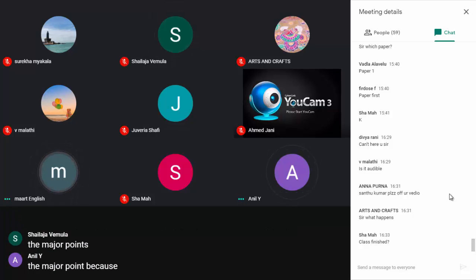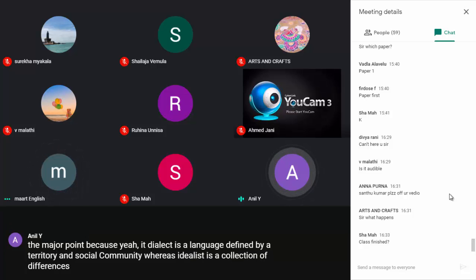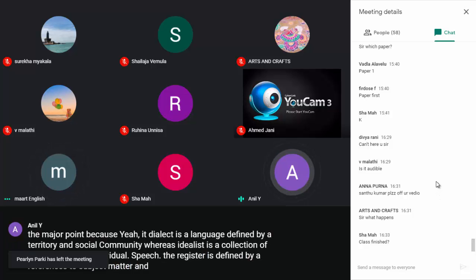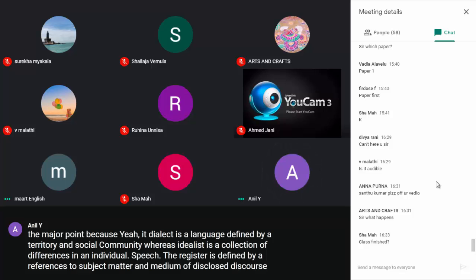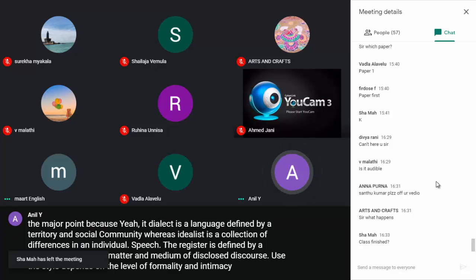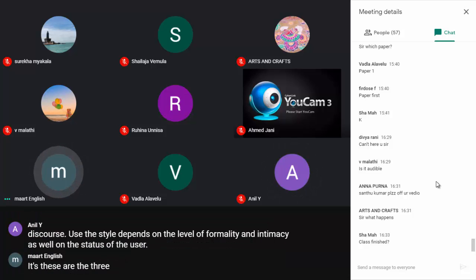A language is defined by territory and social community, whereas a dialect is a collection of differences in an individual's speech. The register is defined by reference to subject matter and medium of discourse. The style depends on the level of formality and intimacy as well as on the status of the user. These are the three simple understandings of these three terms.